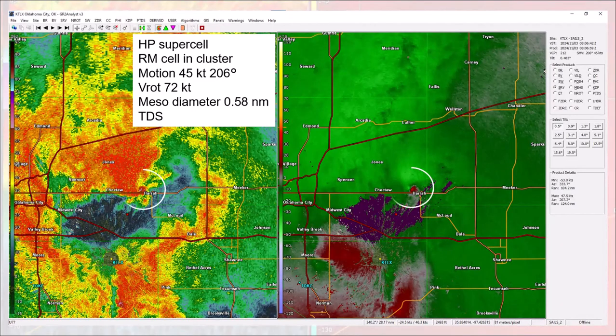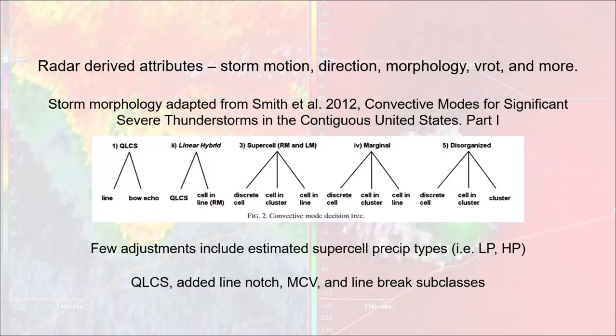So here we're highlighting a couplet near Hera that produced the EF3 tornado. That methodology follows the paper from Smith et al. 2012, Convective modes for significant severe thunderstorms over the contiguous United States. So it's a very subjective classification.